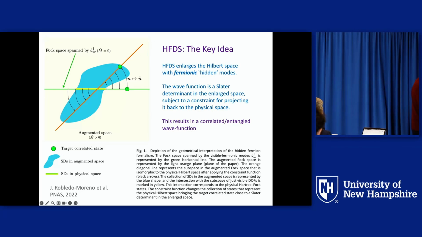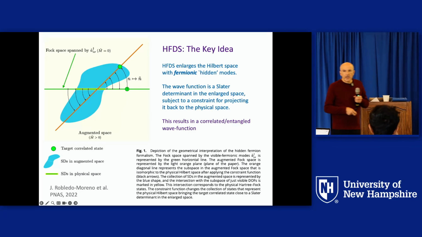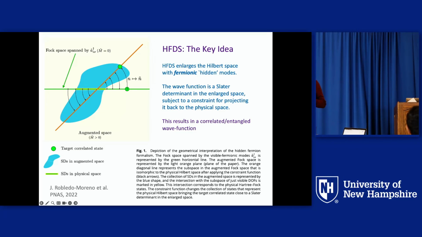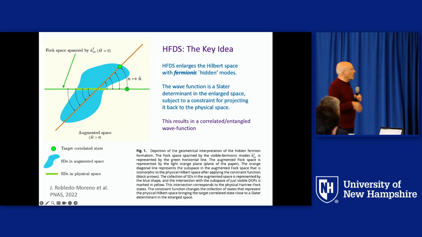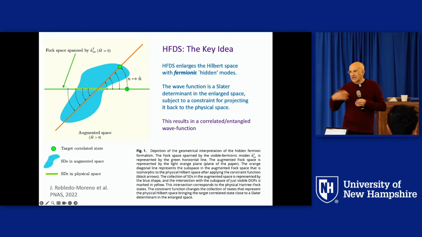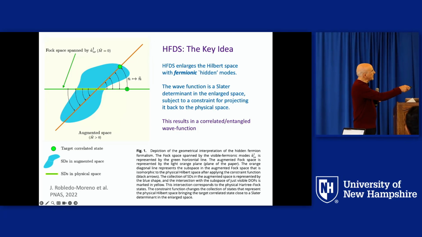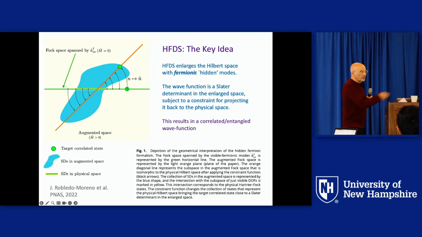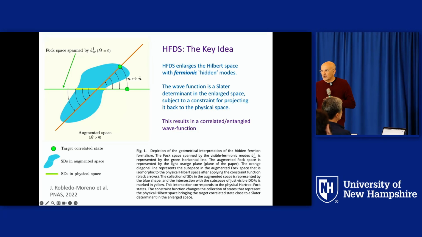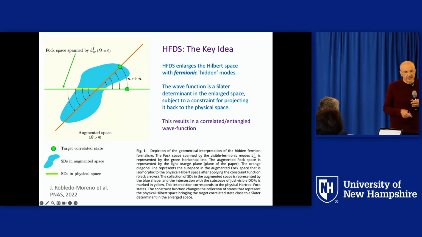And the idea is that it may be possible to pick a wave function here in the blue blob, which is a Slater determinant in the augmented space, which, when projected onto the physical space, becomes an entangled wave function. As you see, when projected here on the physical space, this wave function is outside the blue blob. It has entanglement and correlations, and if you want to represent it as a Slater determinant, it has to be a sum of many Slater determinants.